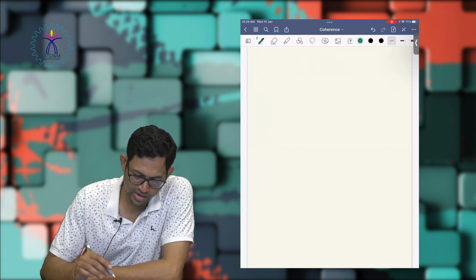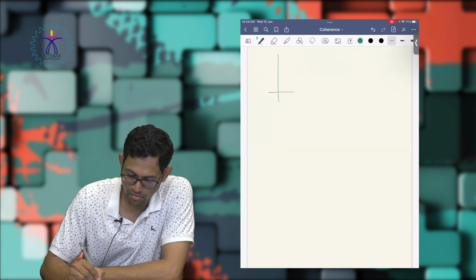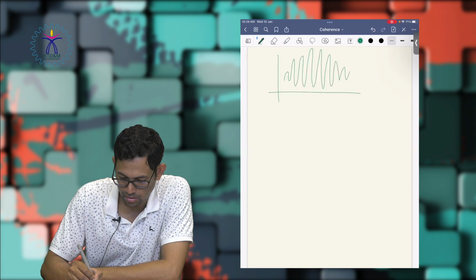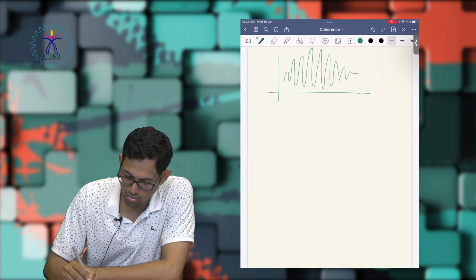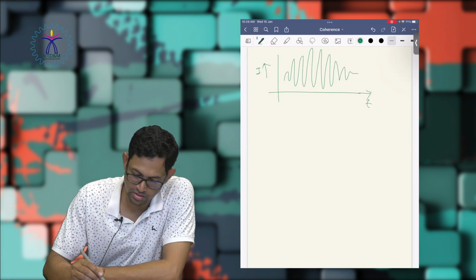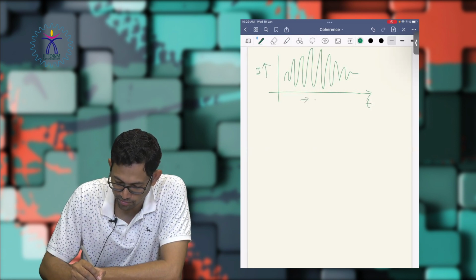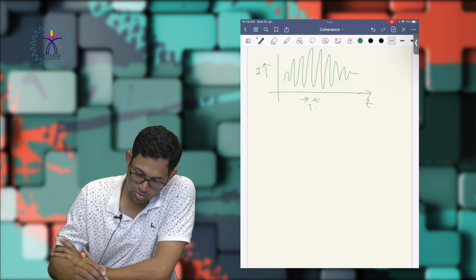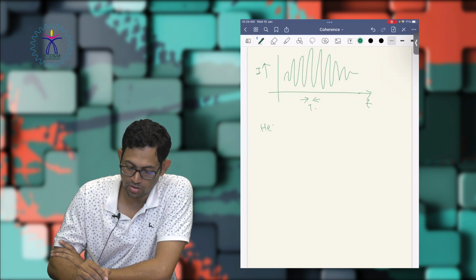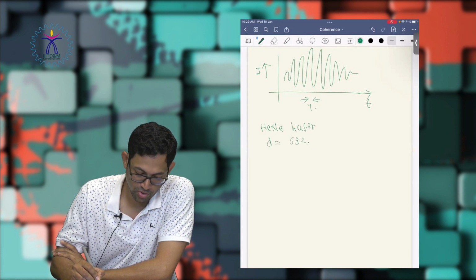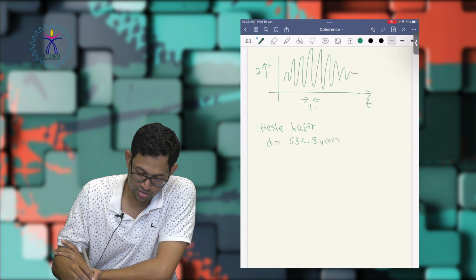So let us again consider this wave packet. This is the intensity, and this is the time period between the two peaks. For example, we are using a helium neon laser, having an operating wavelength of 632.8 nanometers.